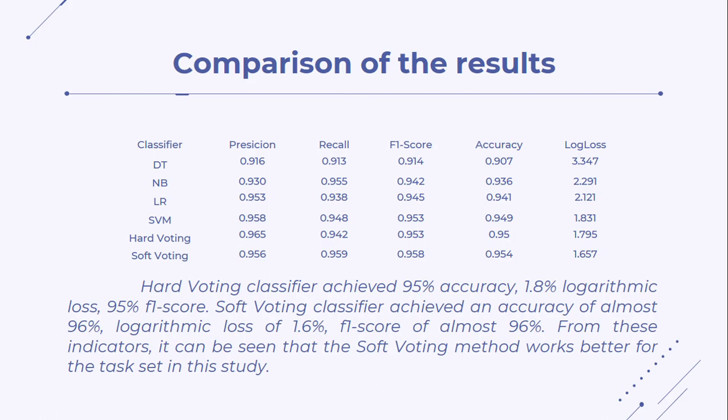So we did the experiments with our classifiers, and as a result you can see a comparative analysis. A comparative analysis was performed on 5 metrics. There are precision, recall, F1 score, accuracy, and log loss. Hard voting classifiers achieved 95% accuracy, 1.8% logarithmic loss, 95% F1 score. So weighting classifier achieved an accuracy of almost 96%. From these indicators, it can be seen that the soft weighting method works better for the tasks set in this study.